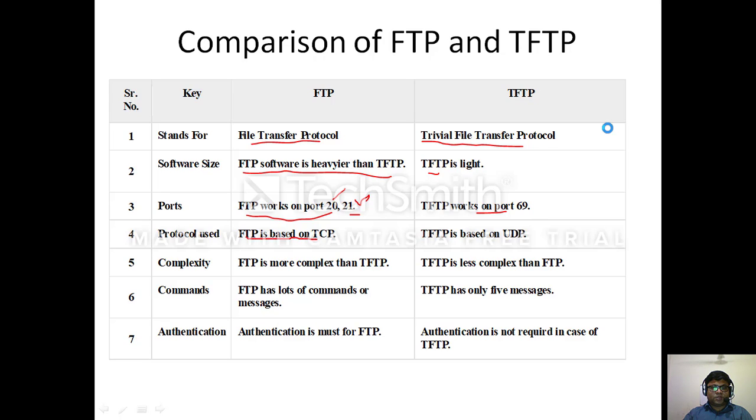FTP is based on TCP. TFTP is based on UDP. FTP is more complex than TFTP. TFTP is less complex than FTP. FTP has lots of commands or messages. TFTP has only 5 messages. Authentication is a must for FTP. If it is anonymous, then it may require an anonymous user ID and guest or email ID as password. Authentication is not required in case of TFTP.